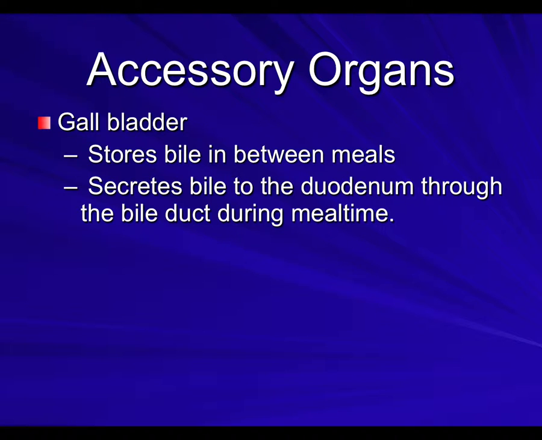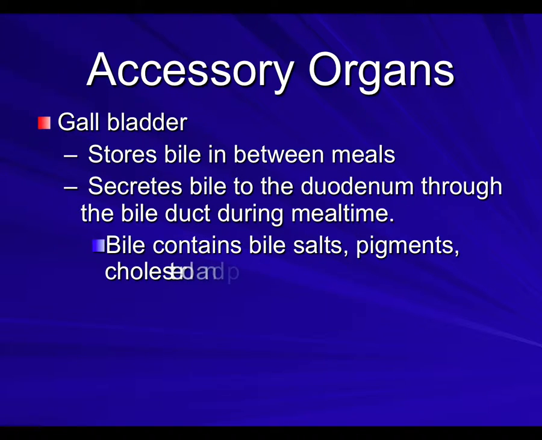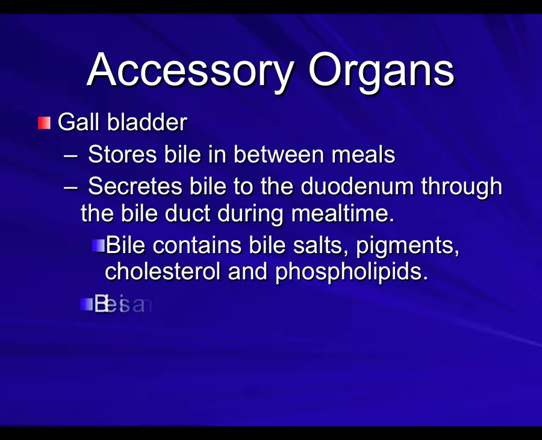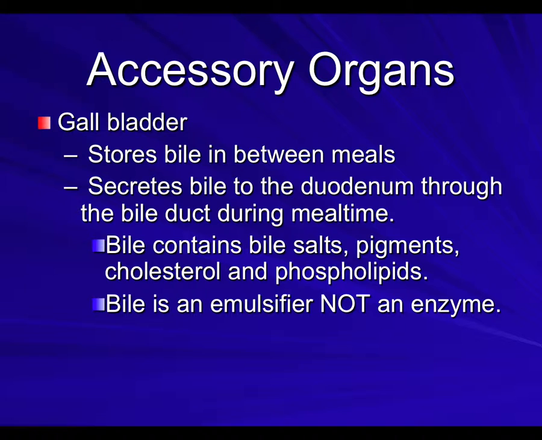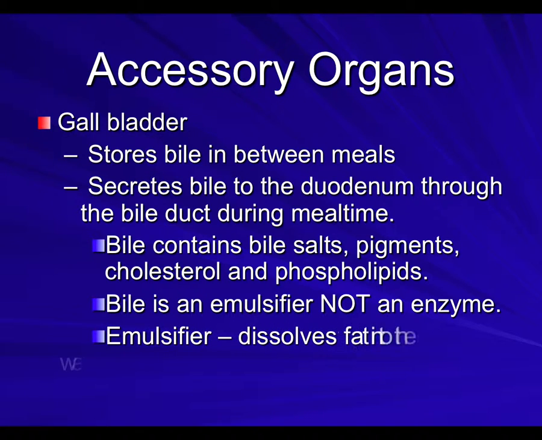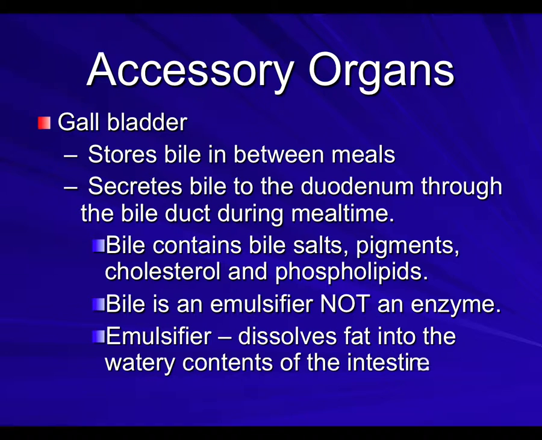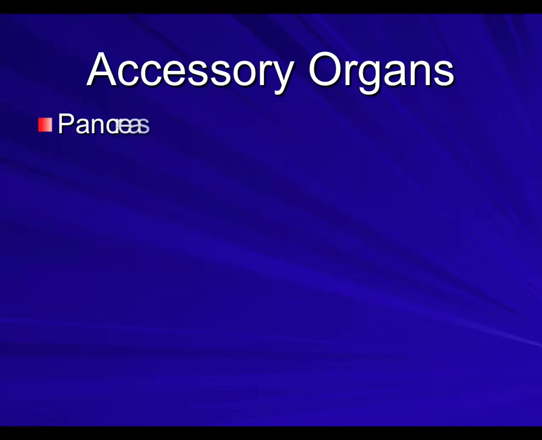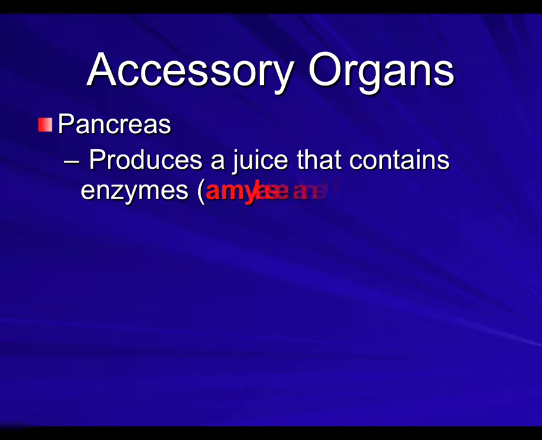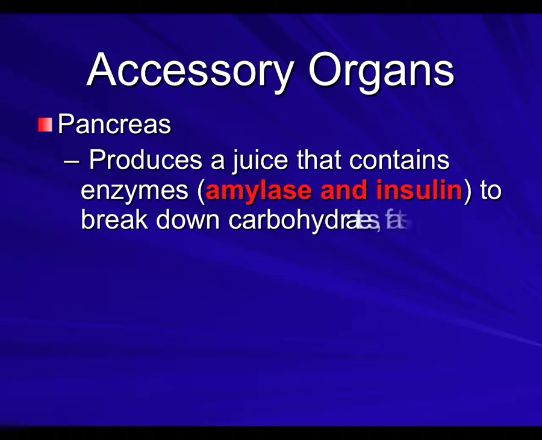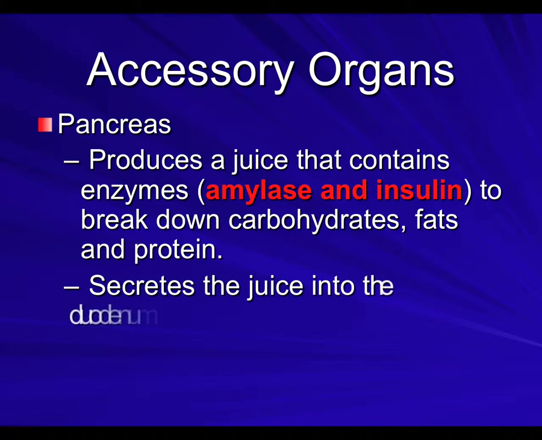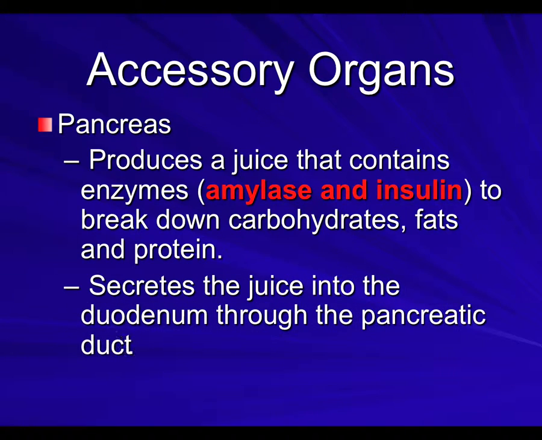So it starts to get that going while you're eating. So what does bile do? Well, it contains bile salts, pigments, cholesterol, and phospholipids. Basically, it's going to emulsify those fats that you eat, break them down. It is not an enzyme. Bile is not an enzyme. It is an emulsifier of fat. The pancreas produces a juice that contains enzymes, amylase, and insulin to break down carbohydrates, fats, and protein. It does that through the pancreatic duct.